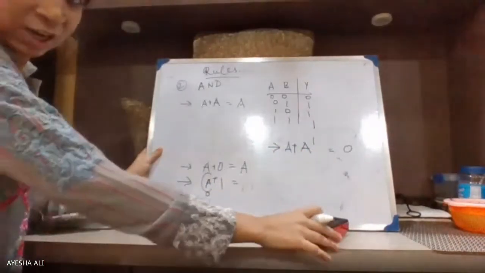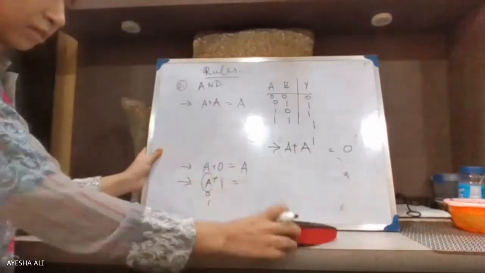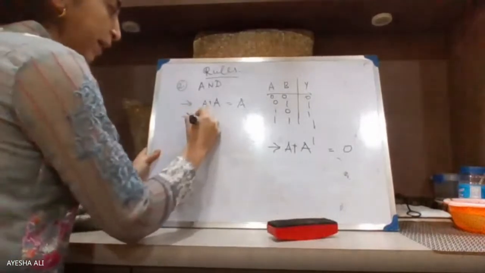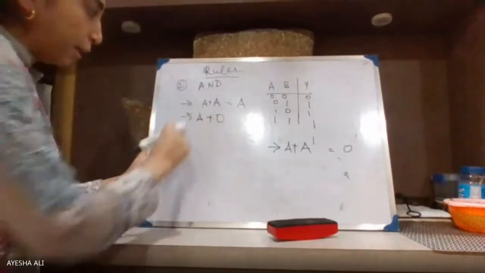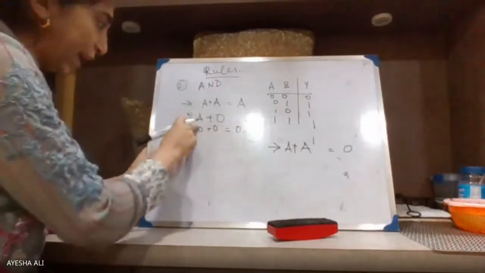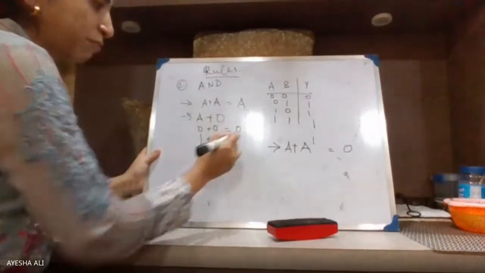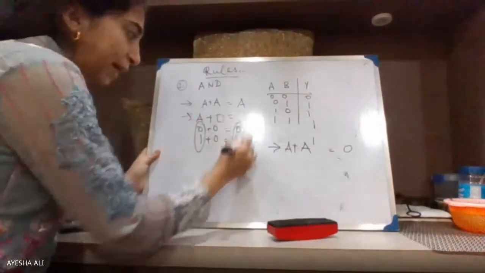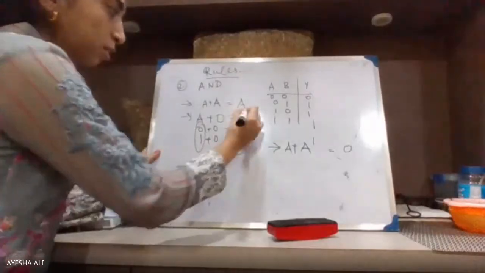Except Antara, can anyone else please answer? If I have A plus 0, if A is 0, 0 plus 0 will be 0. If A is 1, 1 plus 0 will be 1. So whatever my A is, that I am getting as the output. So A plus 0 will be A.